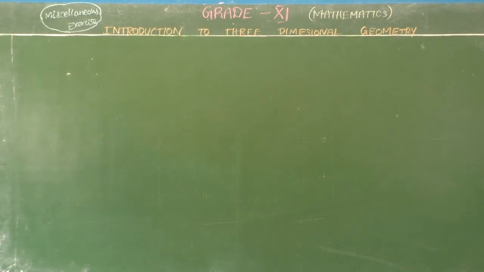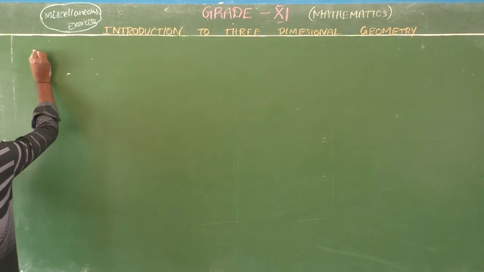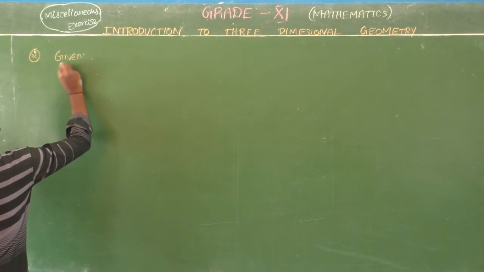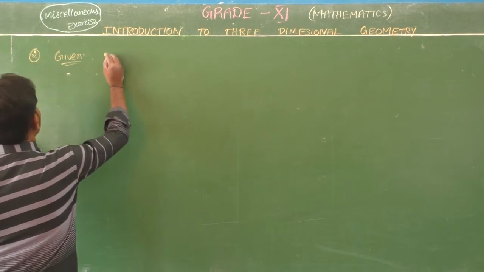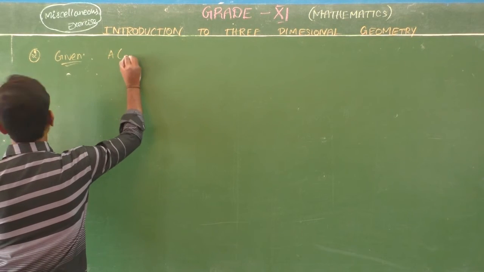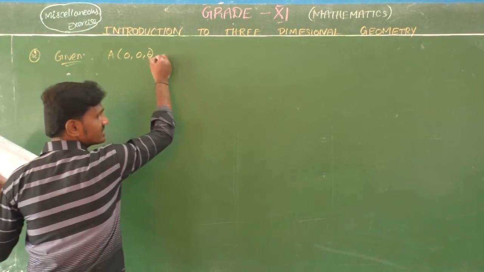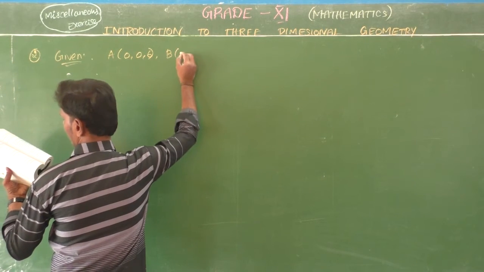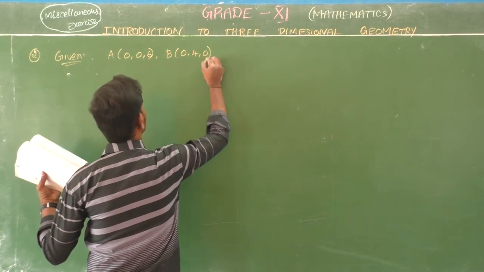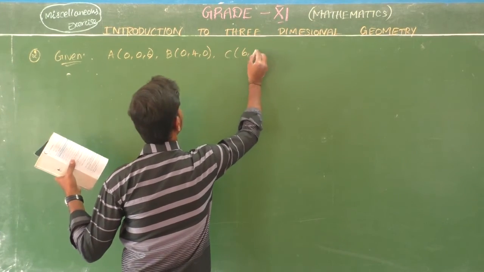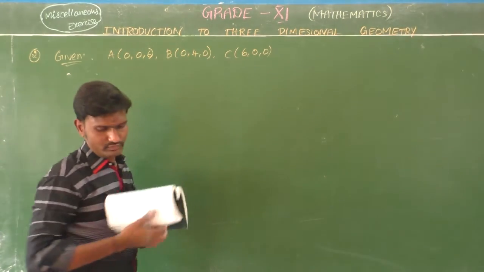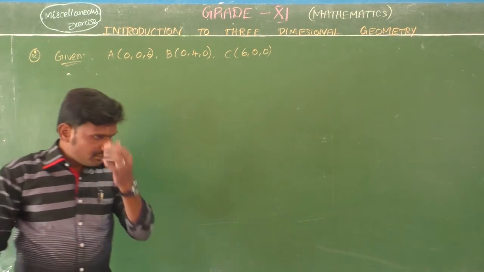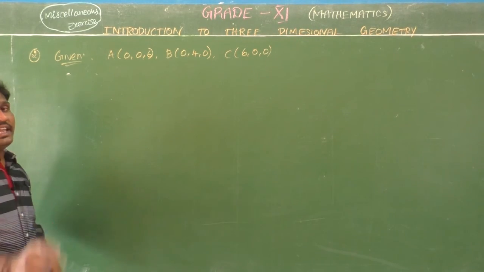Next, question number 2, students. It is also a very easy question. Find the length of the medians of the triangle whose vertices are A (0, 0, 6), B (0, 4, 0), then C (6, 0, 0). What we are going to find is very simple. Do you know what a median means?